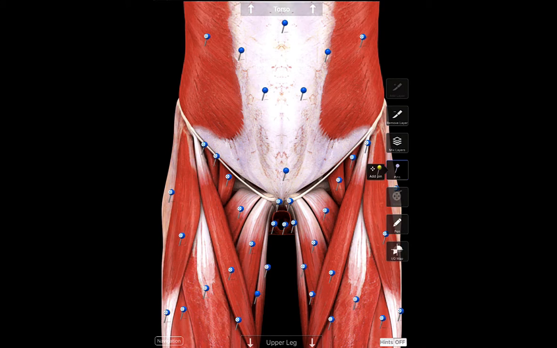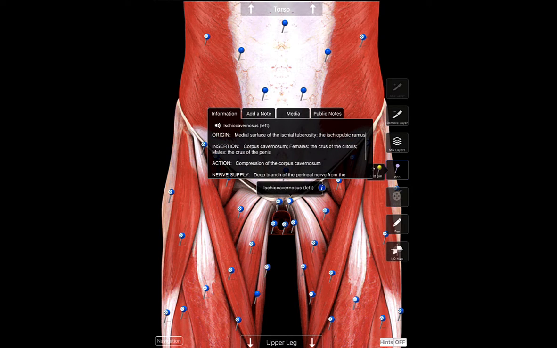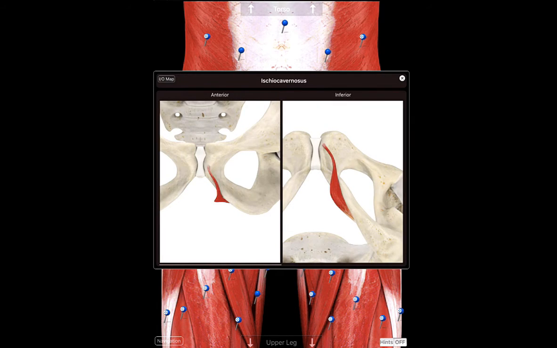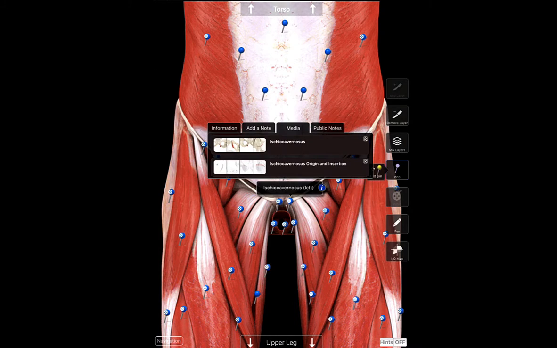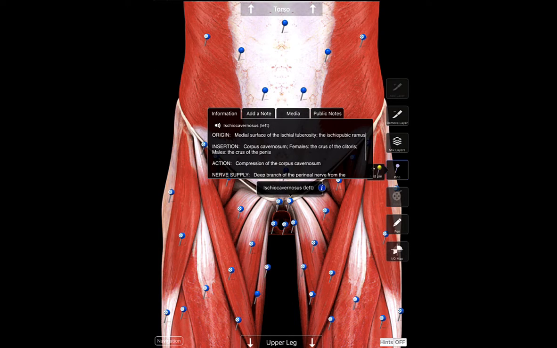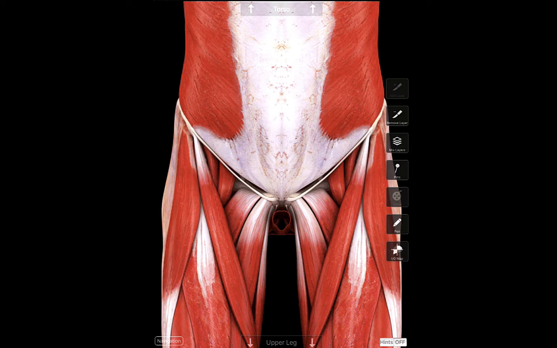Okay, so we've got two more on this page. That is the ischiocavernosus, and that would be this muscle right here, a very tiny little muscle. It would help compress the corpus cavernosum. We'll talk about all of these much later. And then this one right here would be the superficial transverse perineal muscle. Again, I'm going to mention those later.